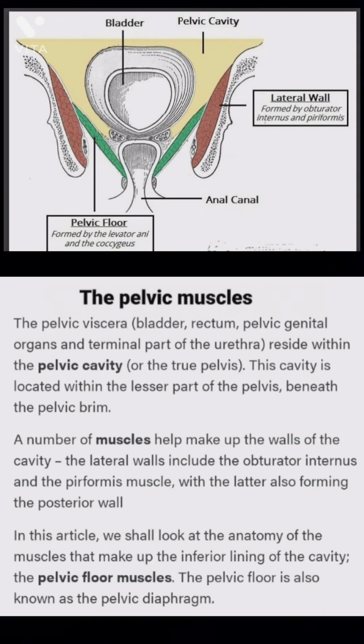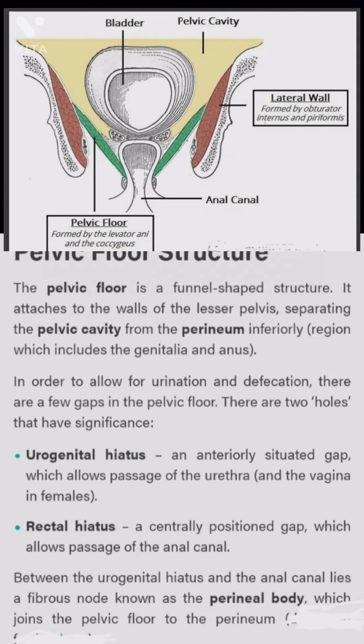Now next, we come over to the pelvic floor muscles. We will go deeper into the pelvic floor muscles. The pelvic floor muscle is funnel shaped. If you see it from the side, it will look like a V shape or funnel shaped structure. It attaches to the walls of the lesser pelvis, separating the pelvic cavity from the perineum, the inferior region of the genitalia and anus.